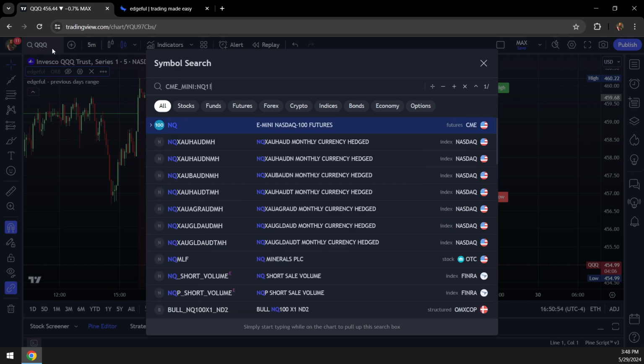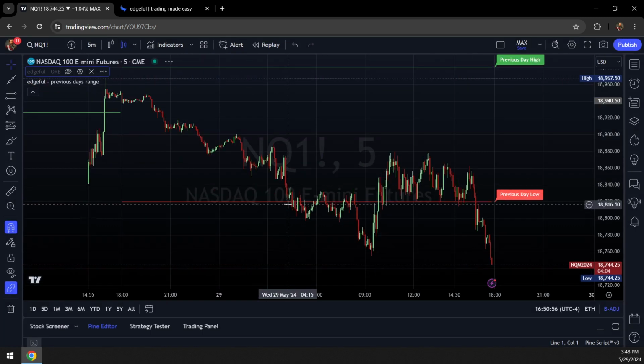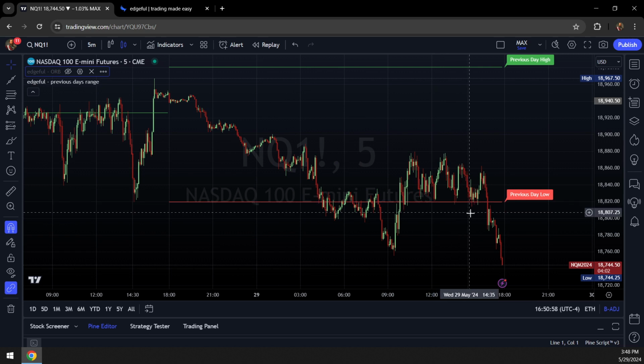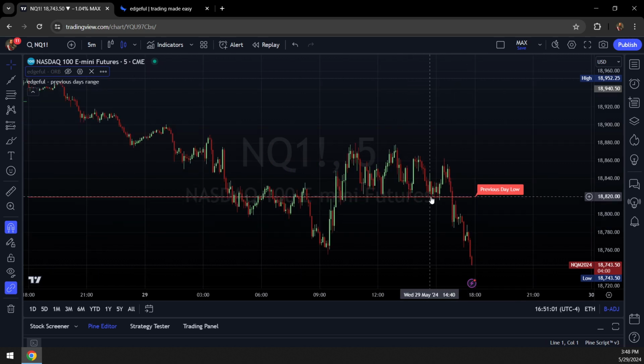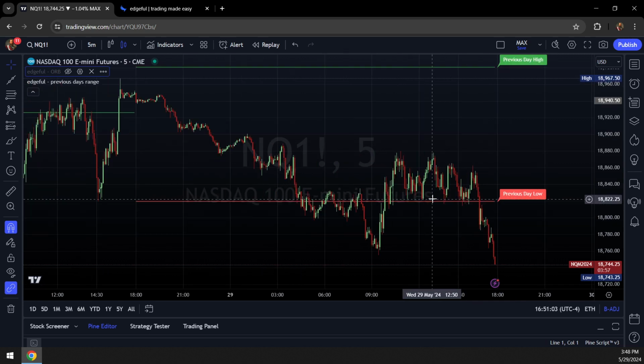And this works on futures just the same. There's your previous day low. Look at that bar right there. So a perfect visual of, hey, instead of zooming out, where's my previous day low?